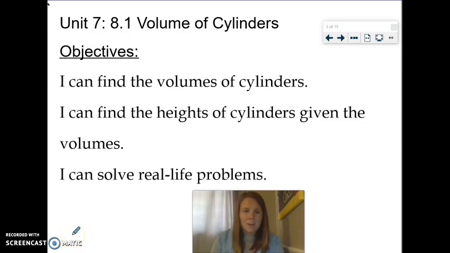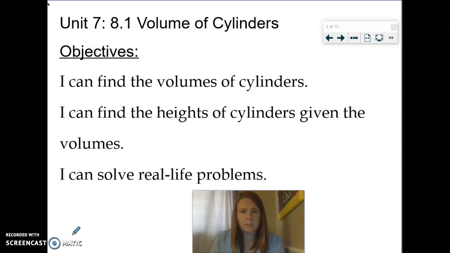Hello, 7th graders, and welcome to lesson 8.1, which is on volume of cylinders. So we've already talked about your surface area of prisms as well as your surface area of cylinders. If you haven't watched those videos yet, please make sure that you go find those. And then we are moving on to your volume of cylinders, okay?